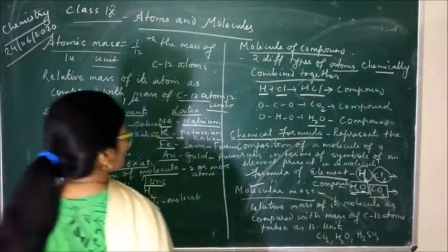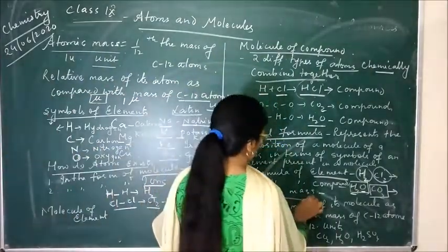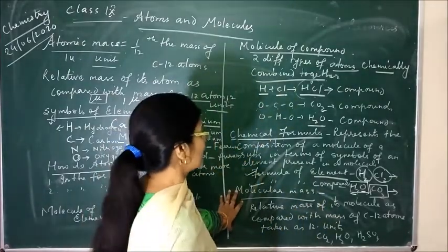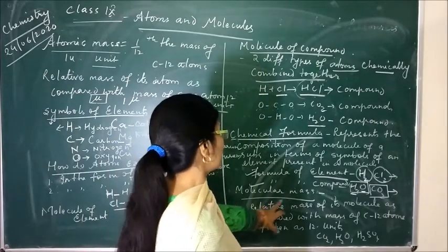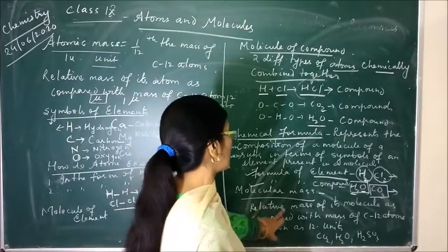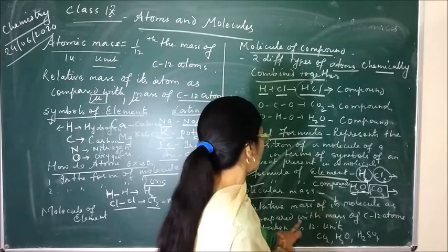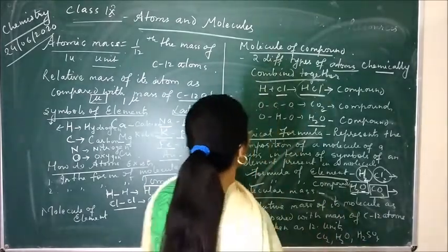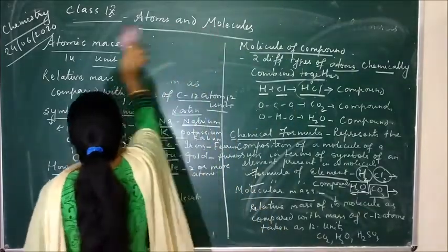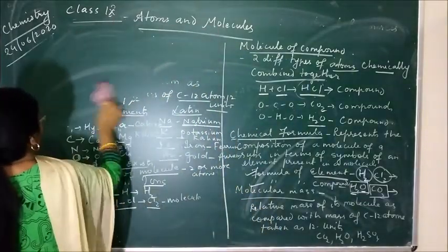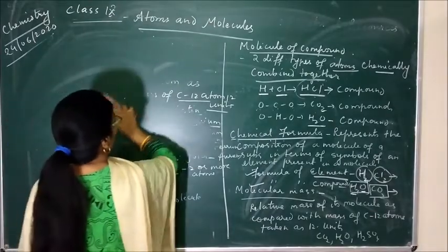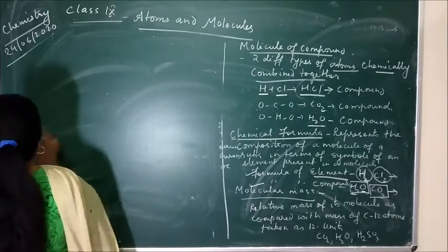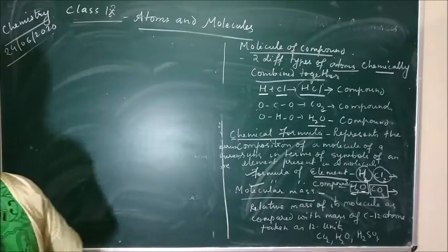Now, what is actually molecular mass? Molecular mass means the sum total of the masses of the atoms which are present in the molecule of a compound. Or it is also defined as the relative mass of its molecule as compared with the mass of a carbon-12 atom taken as 12 units. Here I want to tell you some numericals related to molecular mass, how to find out the molecular mass of any compound.